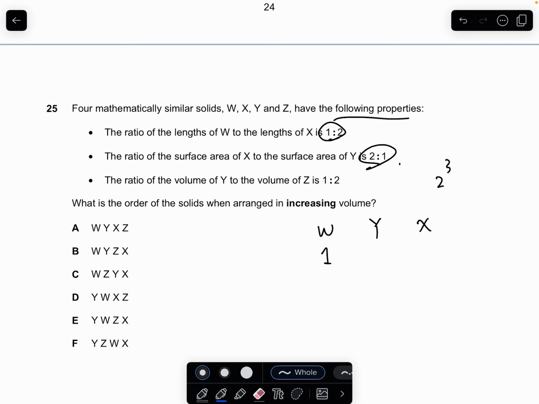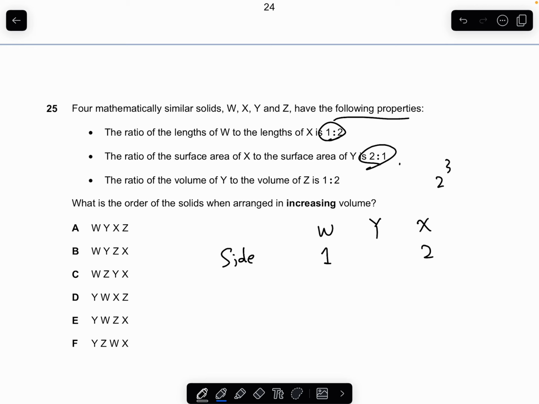Wait, this is a bit confusing. This is the side length, and the area, volume, surface area would be 2 to 1. So, and Z, yes, it would be something like this.